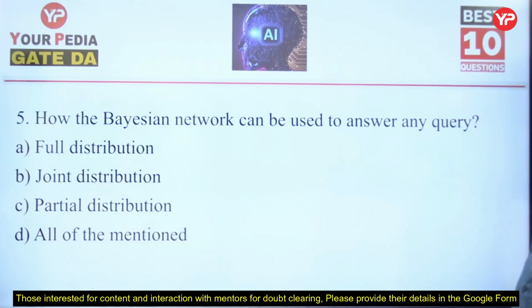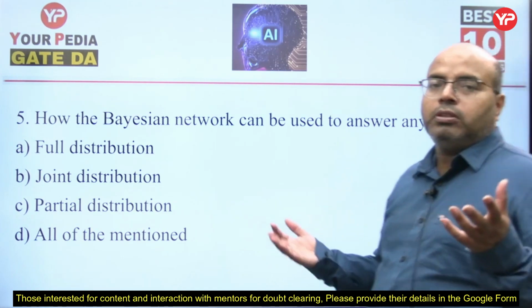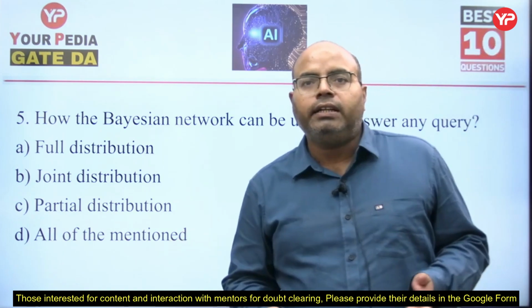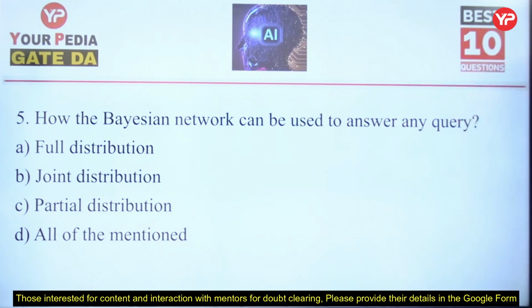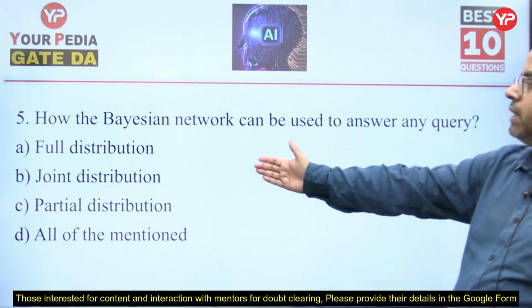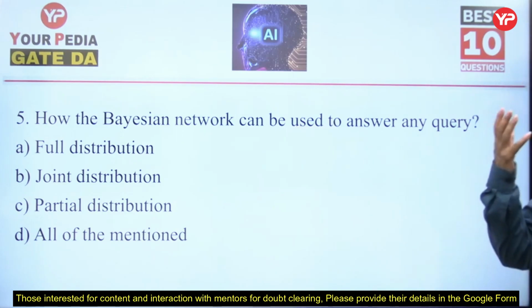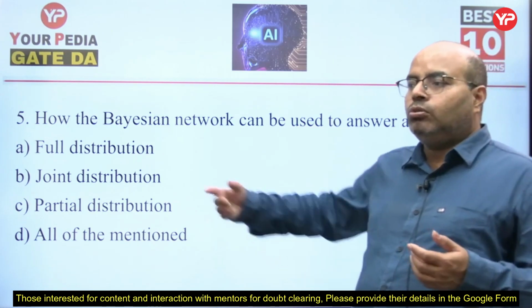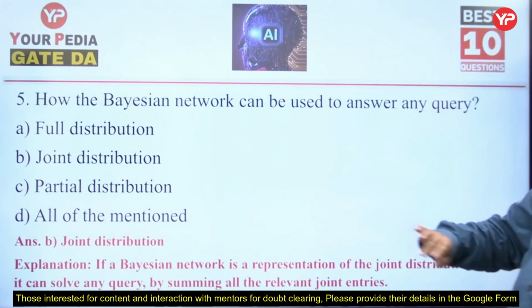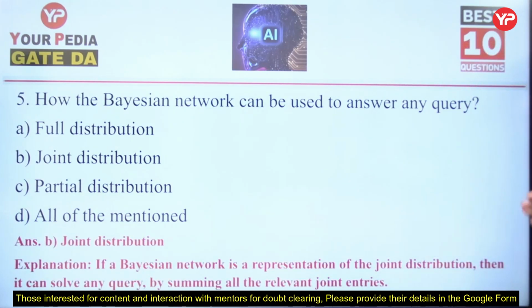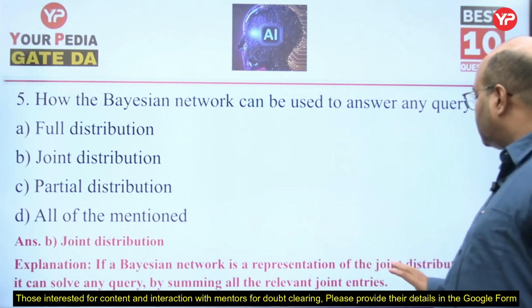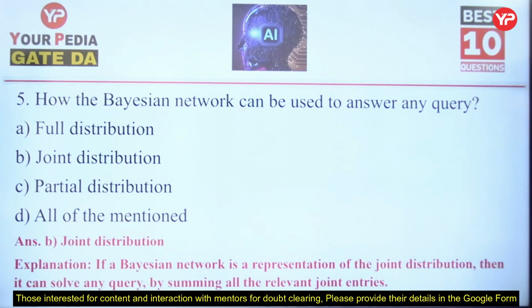How can the Bayesian network be used to answer any query? How is the Bayesian network such a useful thing in handling uncertainty? Full distribution, joint distribution, partial distribution, all of them are mentioned. Joint distribution is the key. We derive information from Bayesian networks through this joint distribution. So that's the answer. If a Bayesian network is a representation of the joint distribution, then it can solve any query by summing all the relevant joint entries.